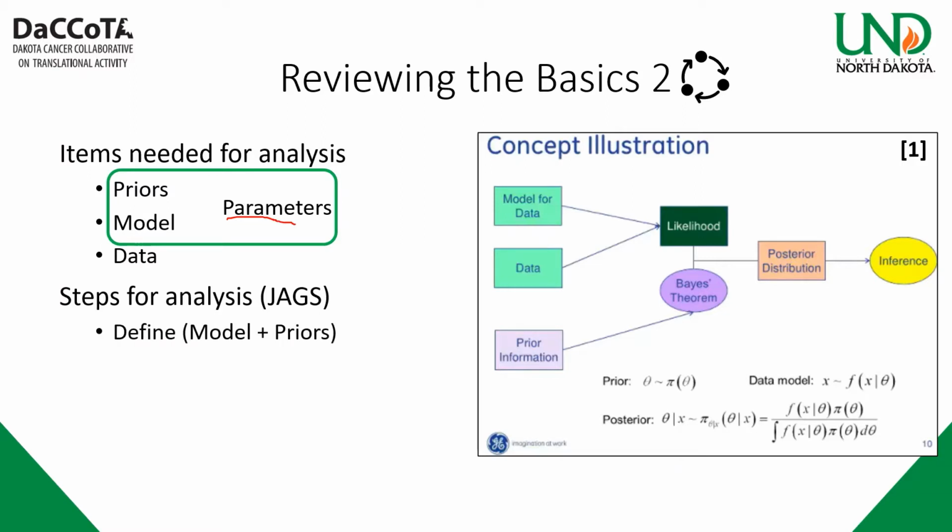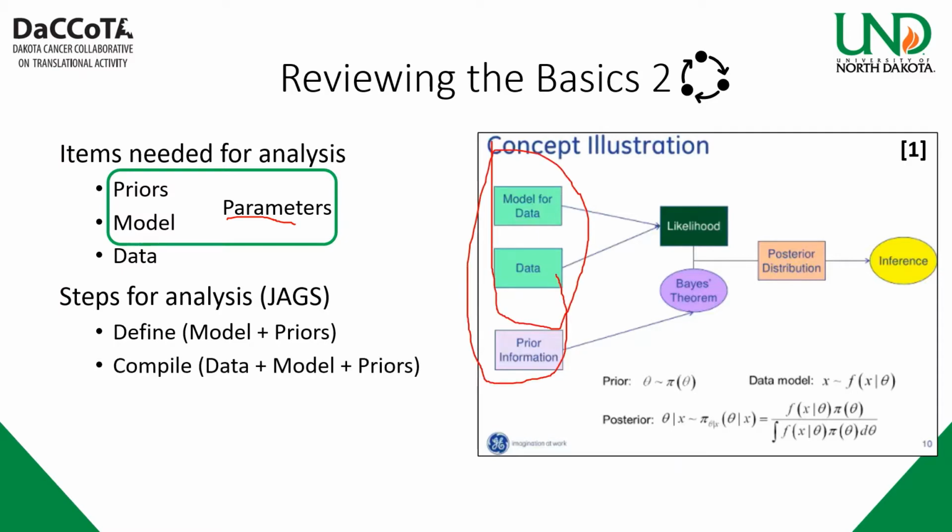So first of all, you need to define things, so your model and your prior. That'd be this step here. You would compile. So you take your data, model, and priors, come in here, and then you simulate the posterior out here.